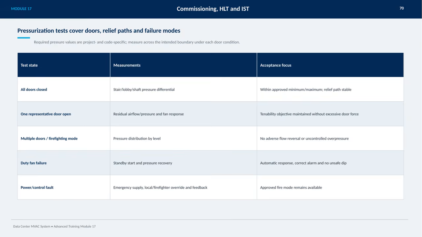Finally, if there's a power or control fault, it's vital that emergency supplies, local or firefighter overrides, and system feedback function properly, so the approved fire mode remains available at all times. These tests ensure system reliability and occupant safety under various conditions.